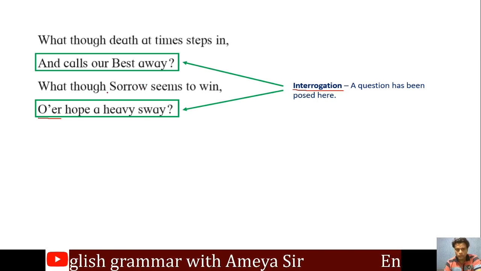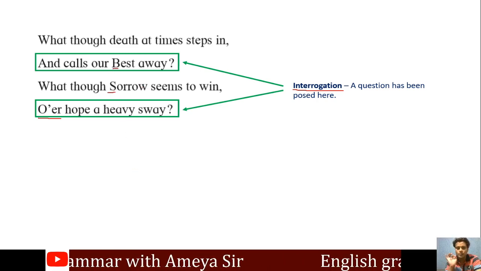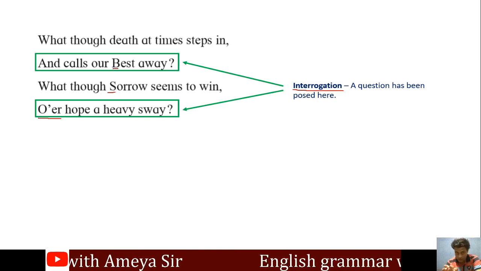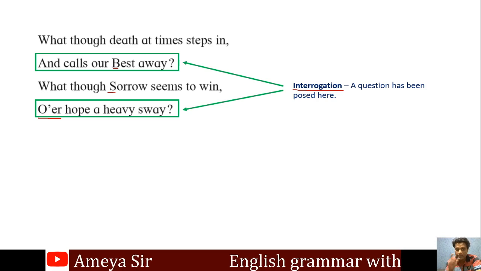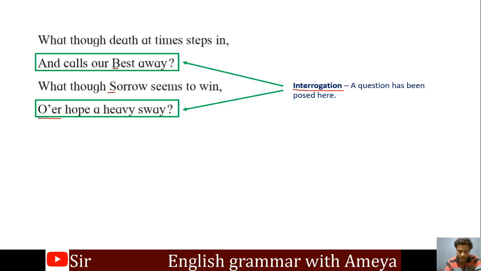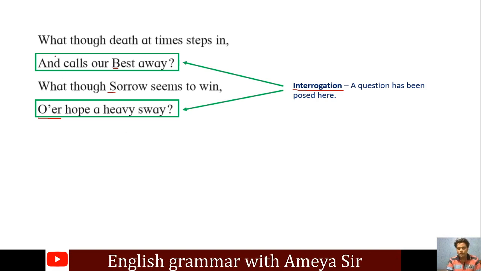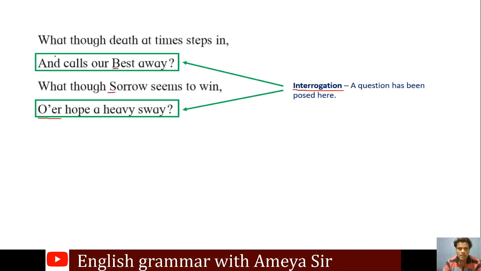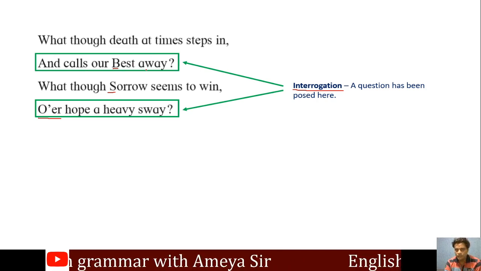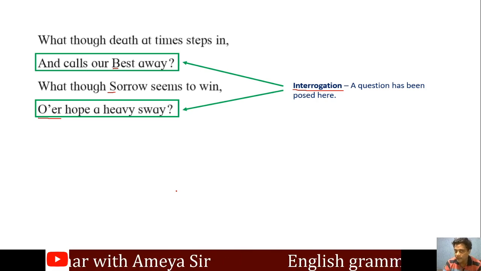Also, you would have noticed that sometimes the poetess has used capital letters. This is purely for better stress and emphasis. I repeat, it is for better stress and emphasis because those convey important sentiments. That's why. Now, what is the poetess asking us here? The poetess is asking us, what happens if death calls our best away? So what if death takes us away or our near and dear ones away?